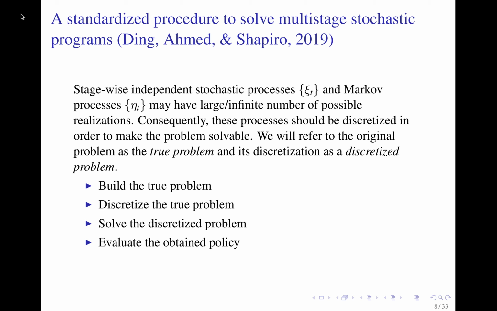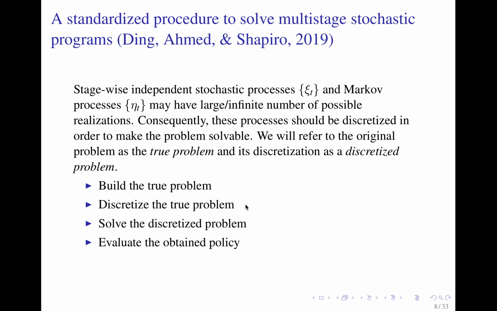All right, so here is a standardized four-step procedure to solve multi-stage stochastic programs. We start with building the true problem, and then we discretize the true problem and use whatever solver or whatever algorithm to solve the discretized problem. In the end, we evaluate the obtained policy on the true problem. There are certainly some variations to this procedure for different solving algorithms. We'll go through all the steps in detail later on.